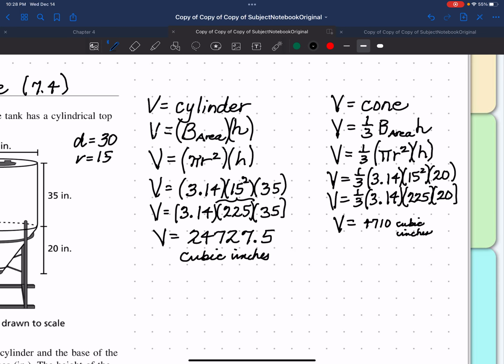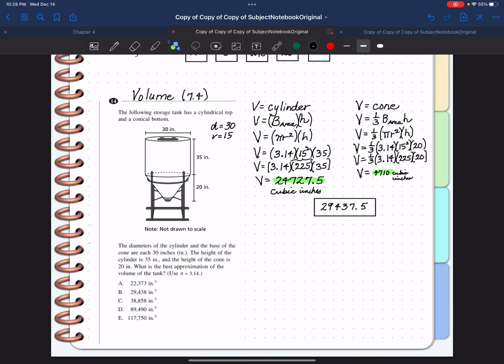And because this is a composite figure, we need to combine the two components. So I'll just add this on. We do have some rounding involved because of the pi approximation. So here is the composite volume. So I like answer B on this one. They have rounded up to the nearest whole number, but that is still the closest of those answer choices.